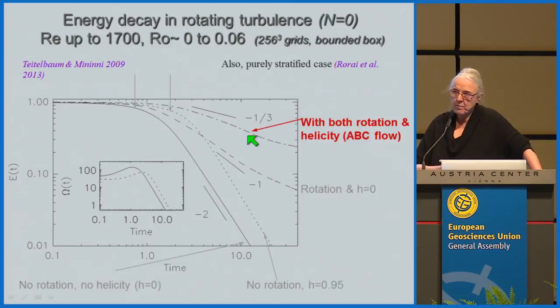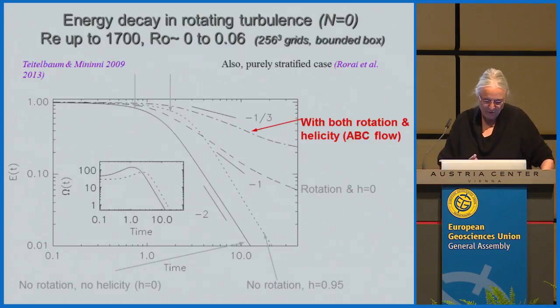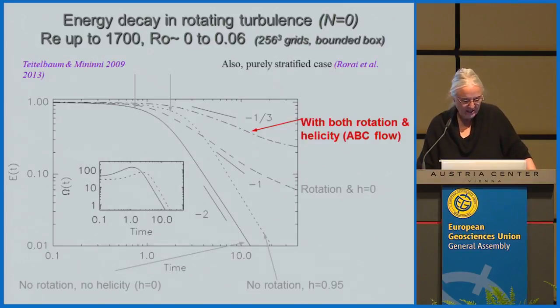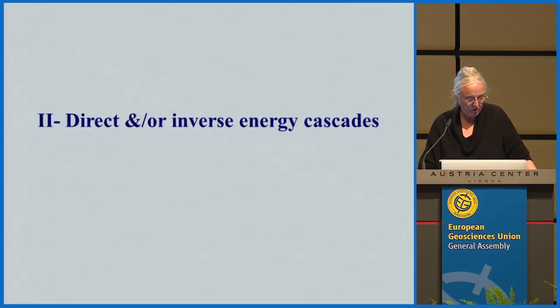Now, you can recover that power minus 1/3 doing dimensional analysis. I will not bother you with it. Once you have more than one parameter in the problem, there are a lot of things you can do with dimensional analysis, and you believe it or you don't, and you have to look at data to see whether you're believable.